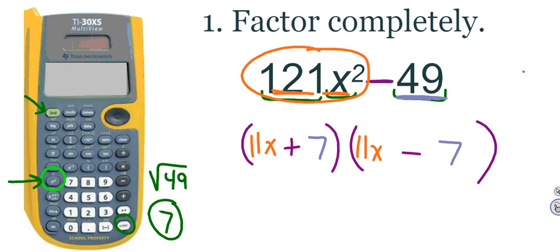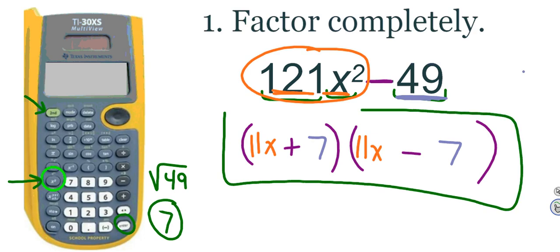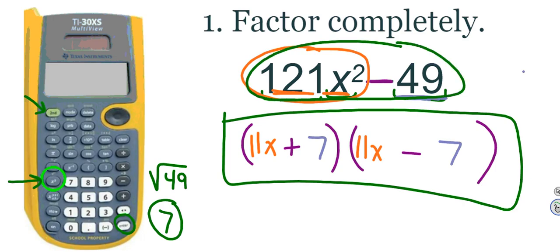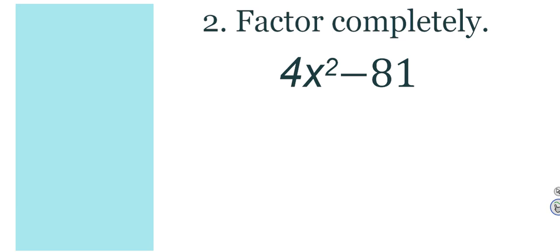If we had the time in this video, I would stop and distribute the 11x, distribute the 7, and the middle terms cancel out, and we'd end up right back where we started. So when we see the difference of two squares, this is how we're factoring. All right, let's try it again. We see we have two numbers. Is this a perfect square? Yes. Is this a perfect square? Yes. And if you don't know, get your calculator out.